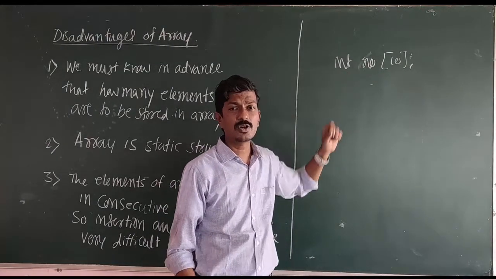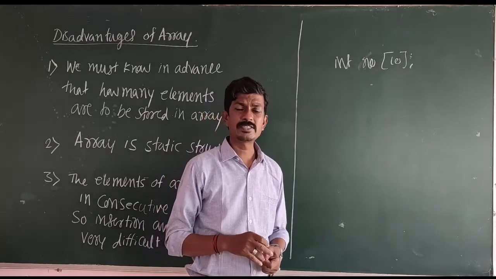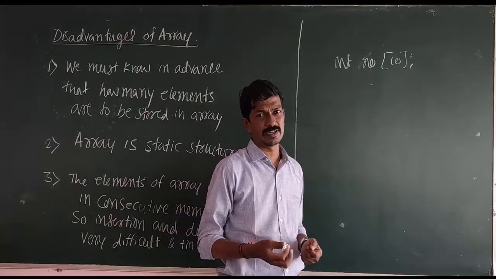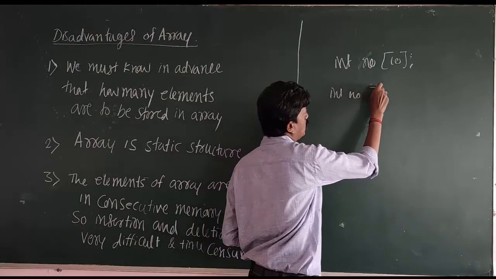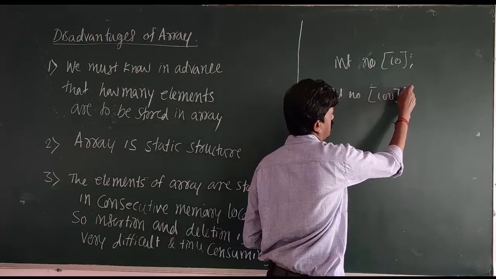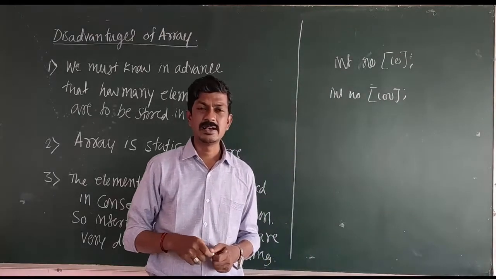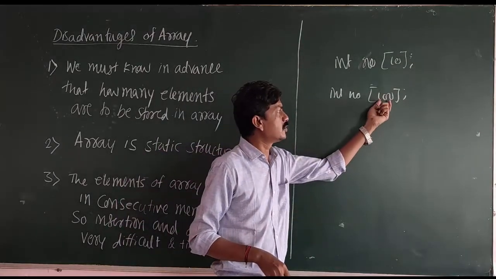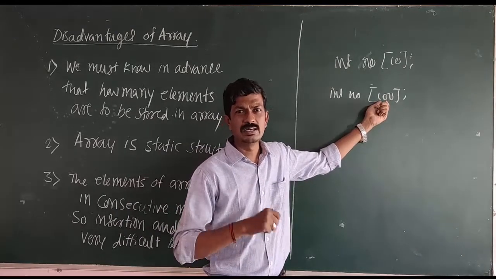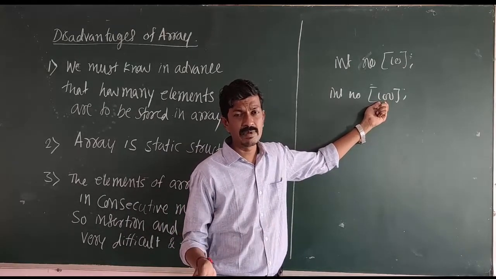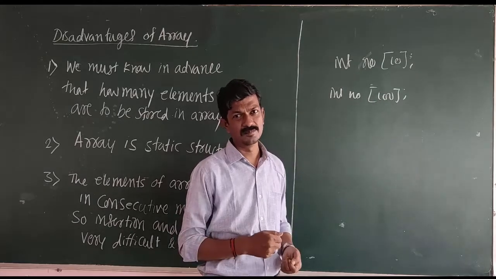It is an advantage if I know, but if I don't know how many elements I am going to be storing into the array, it is a disadvantage. If I don't know, I may leave 100 memory locations, and if I am going to use only 10 memory locations for the mobile number, then the other 90 memory locations are going to be wasted.